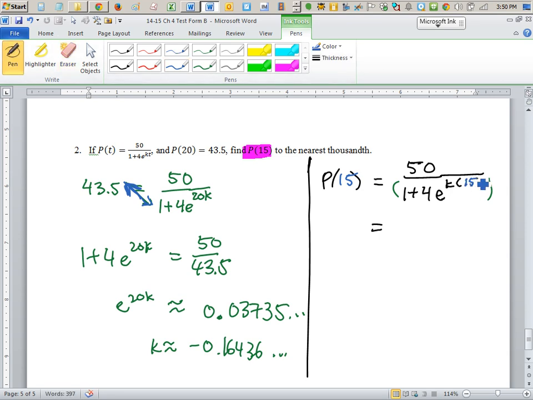There we go. So I just need to make a quick correction on my calculator screen. Alright, looks like I lost it. That's okay, I'll retype. So 1 plus 4, and then it's e to the 15k, and I have k stored properly. 37.317 if you round.